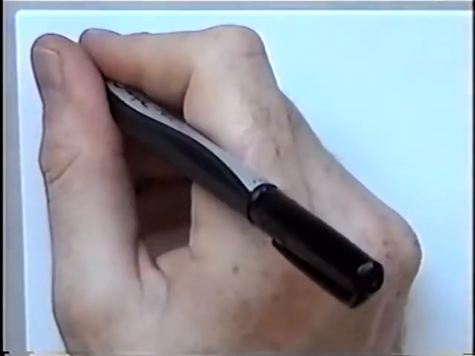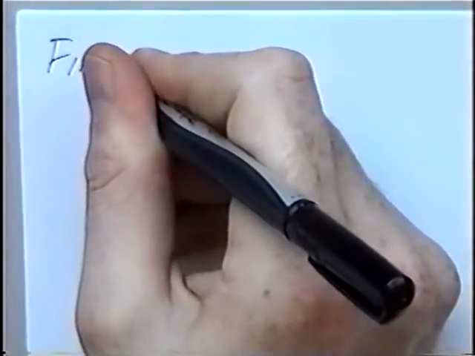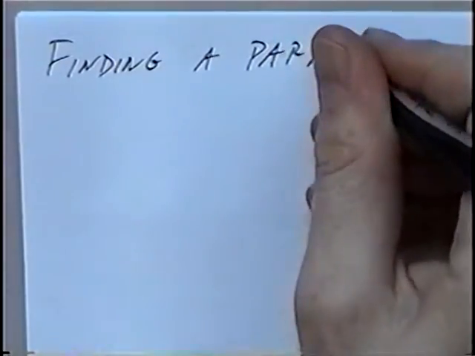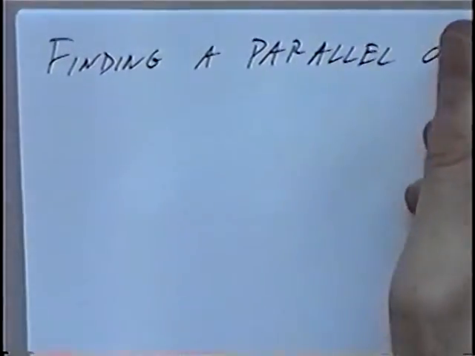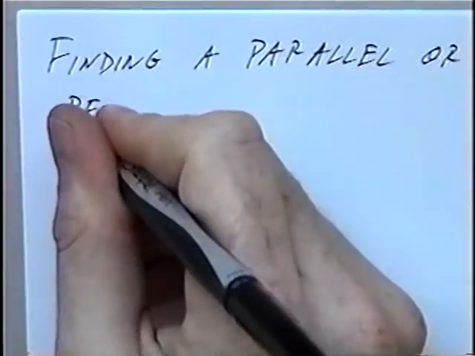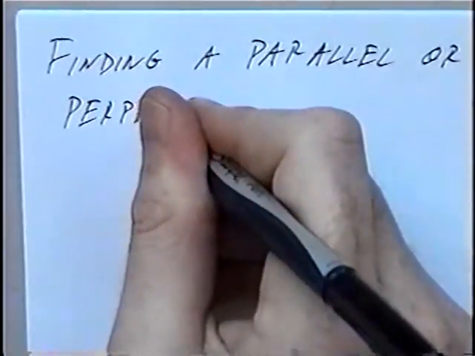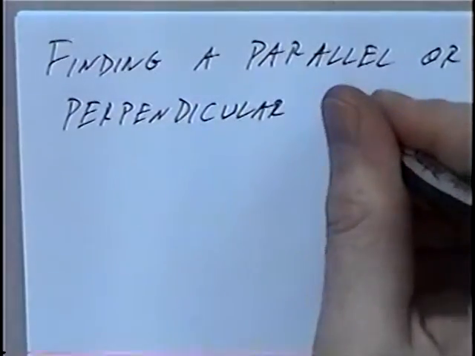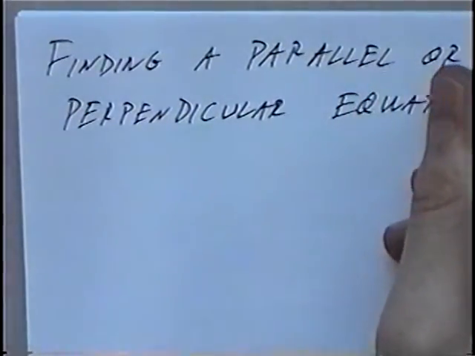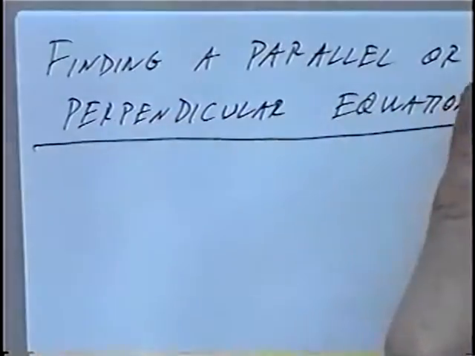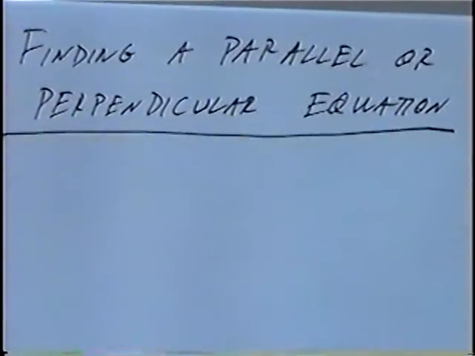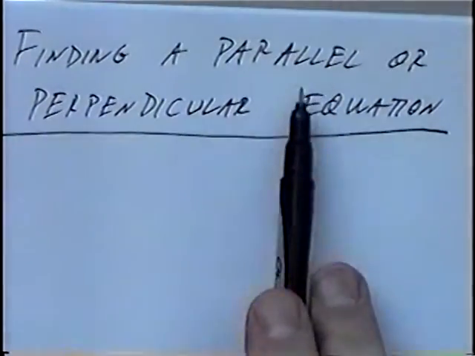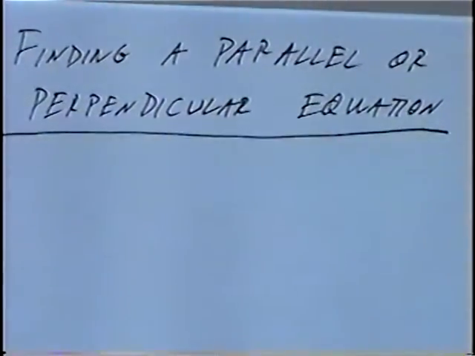Title of the last section today is finding a parallel or perpendicular equation. So this section will still find an equation of a line, but we'll find either a parallel equation or perpendicular equation.